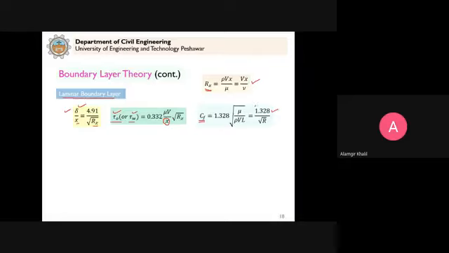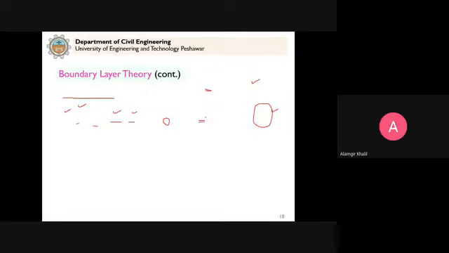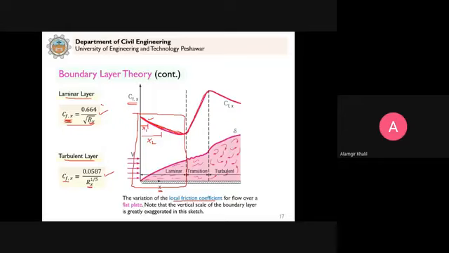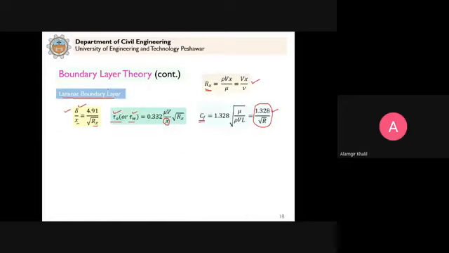CF is equal to 1.328 divided by square root of RL. So this will be for the entire length L that we want to calculate, whereas this one is for any distance x. You want to calculate the friction coefficient for the laminar layer, but that is for the entire length. When we have RL, it is for the entire length L. This is the average coefficient. Clear?